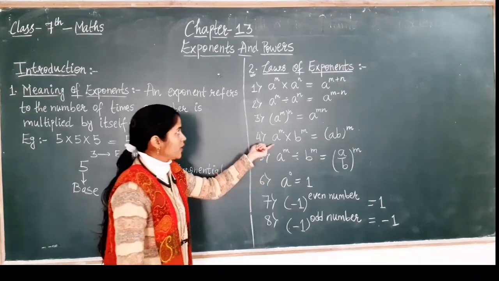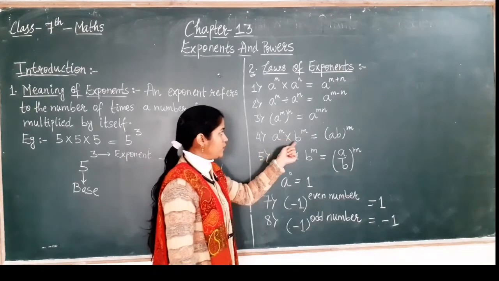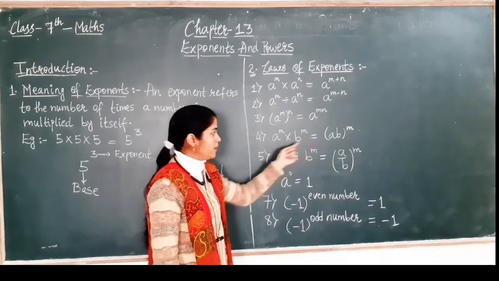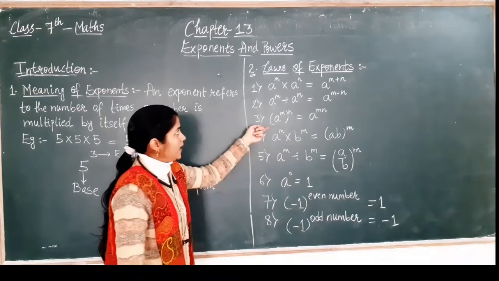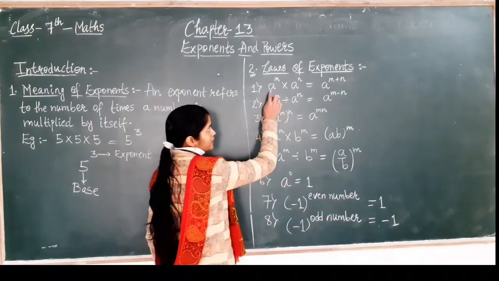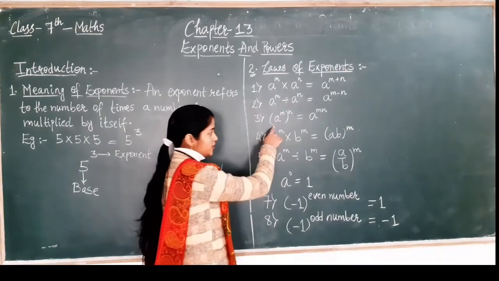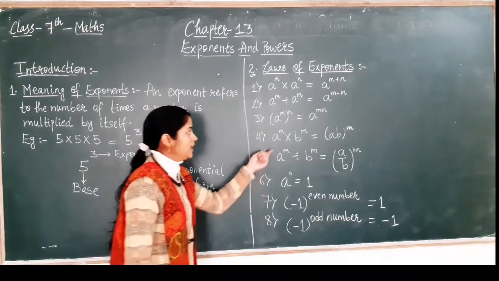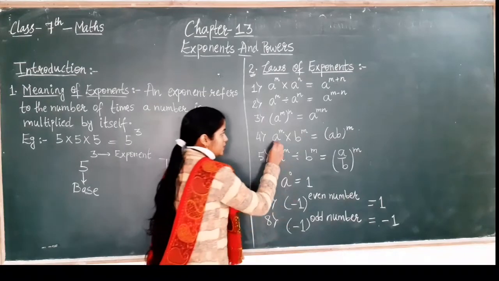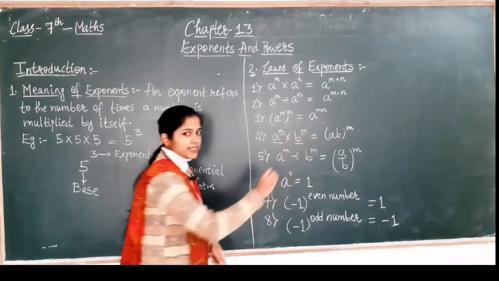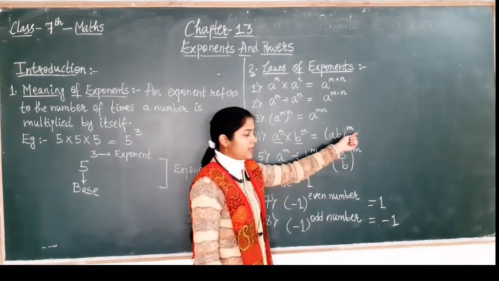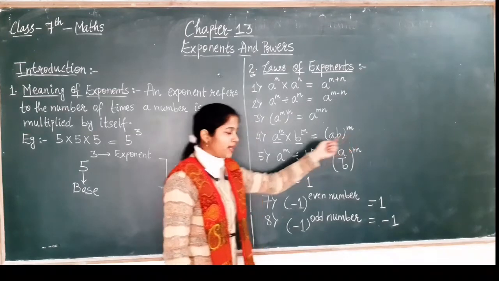So the fourth law says a raised to the power m into b raised to the power m. So the powers of both a and b are the same but the bases are different. In the upper three laws we have seen that the base was the same, but from the fourth we can see that a raised to the power m into b raised to the power m, here the bases are different and the powers are the same. So the product is a into b whole power m, that is (a into b) raised to the power m.